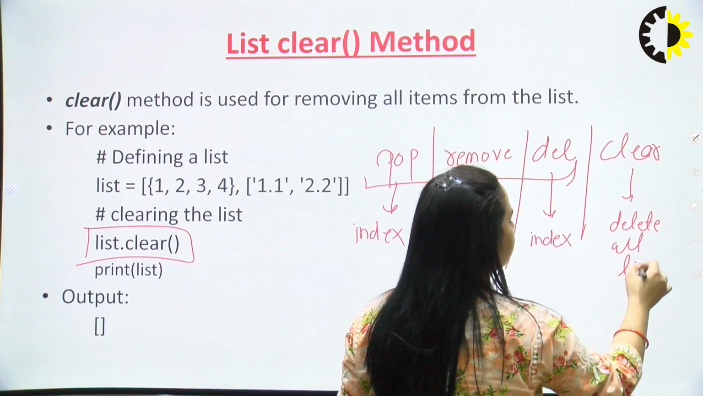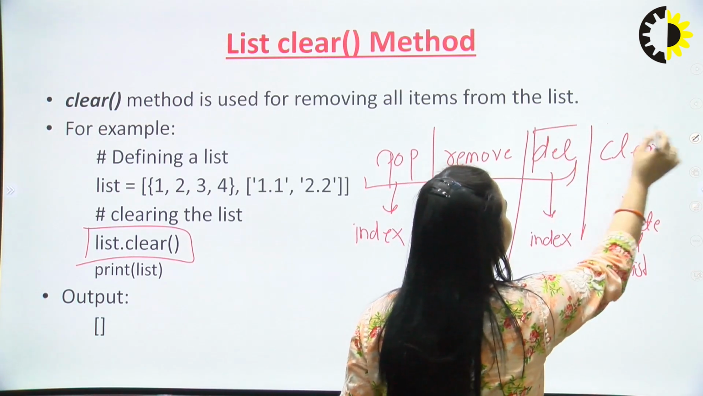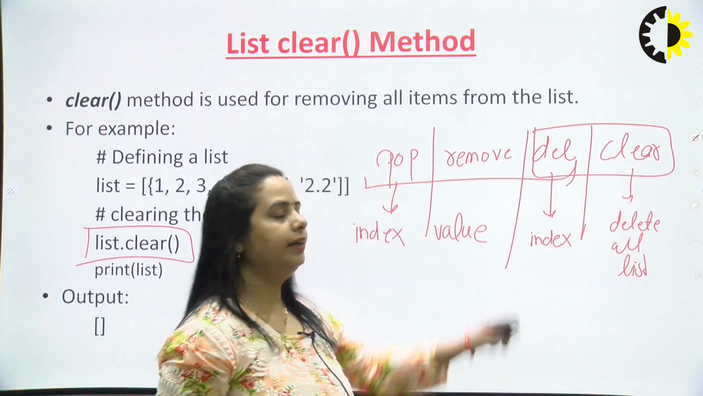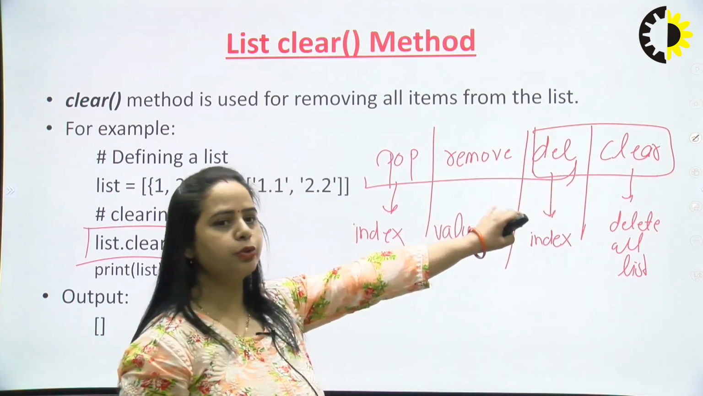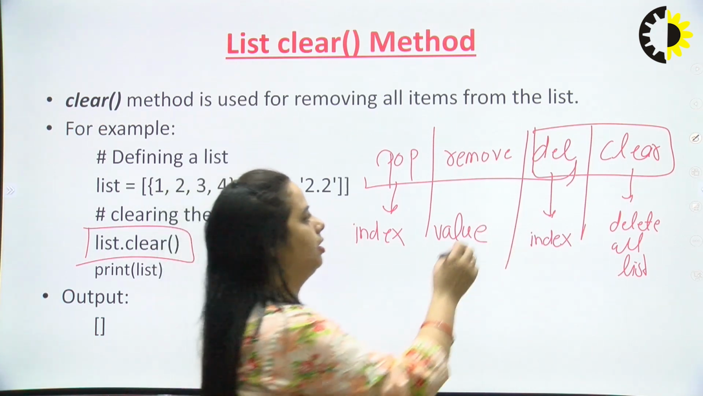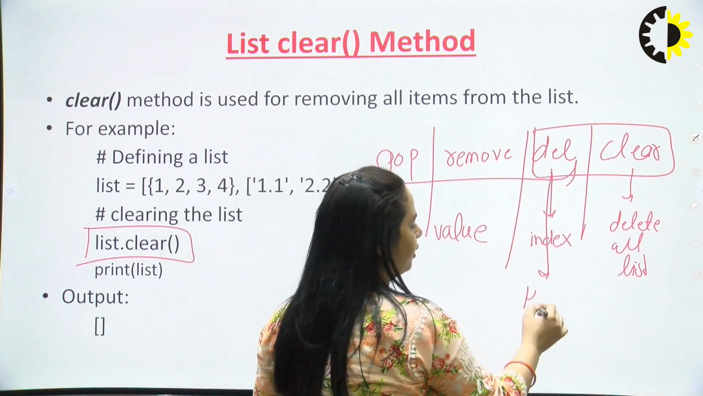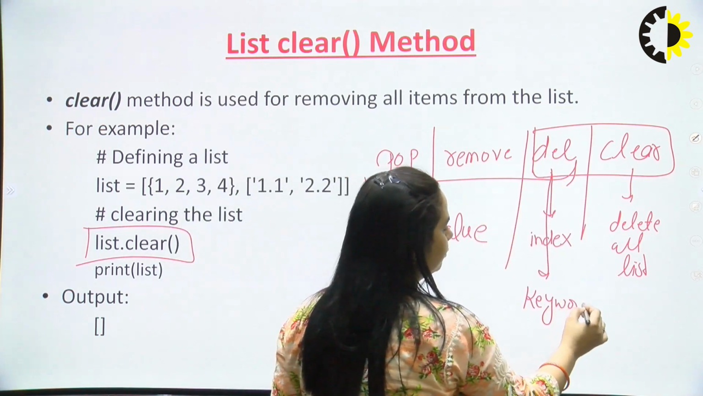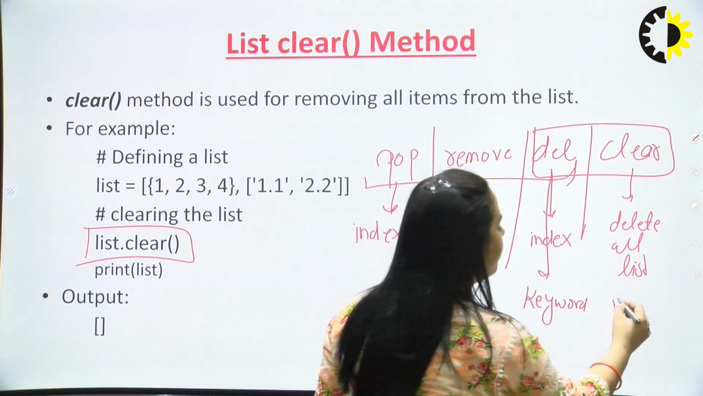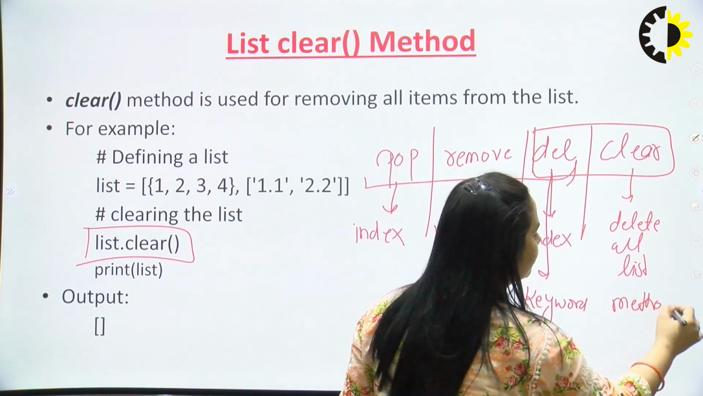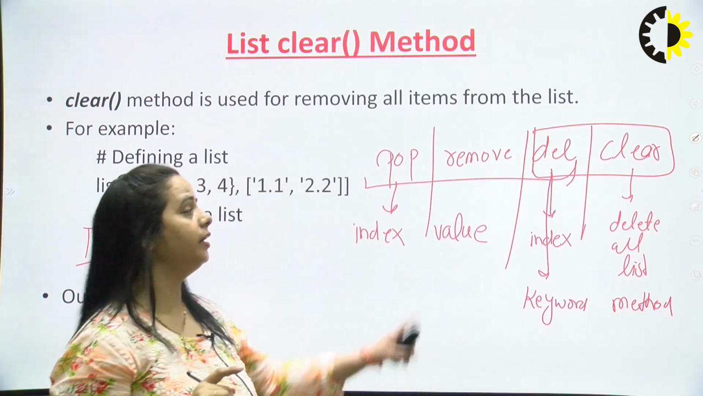Now, what is the difference between these two, del and clear, because both can be used to delete the whole list at a time? First of all, del is a keyword and clear is a method. This is the first difference between del and clear.